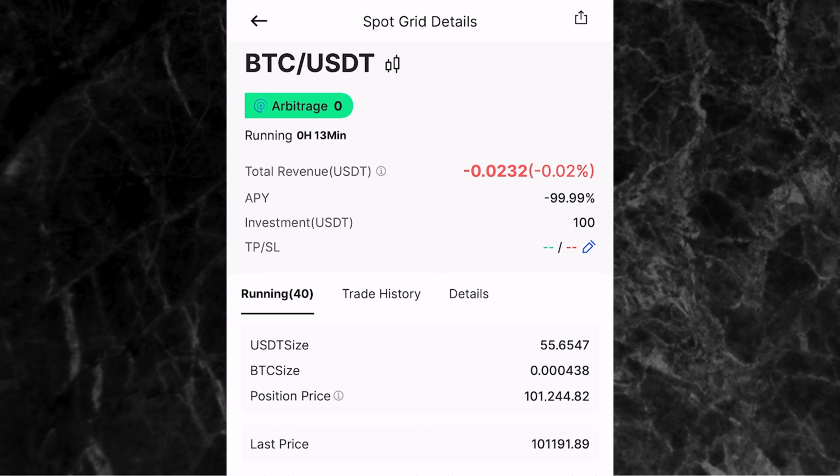So right now I've put in $100 for my futures grid trading bot and $100 for my spot grid trading bot, and I want to leave them for some days. So again, please let me know how many days you want me to leave them for. If it's 7 days, 14 days, 3 weeks, 1 month, any duration you want me to leave them for, let me know in the description below. So if it's 7 days, I'll come back after 7 days to show you the results.